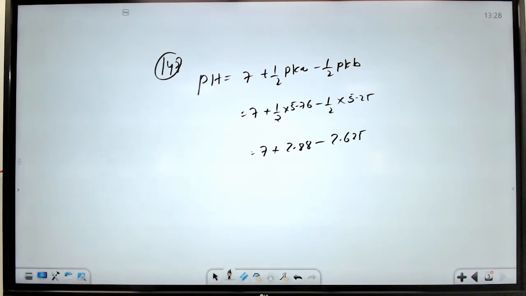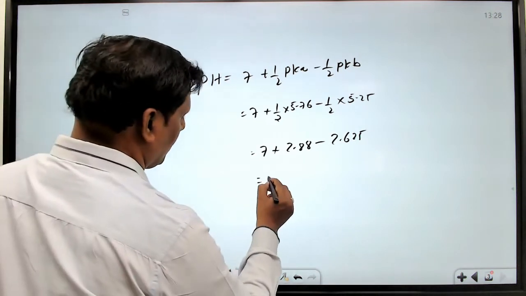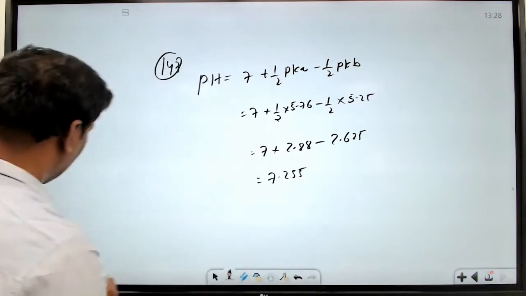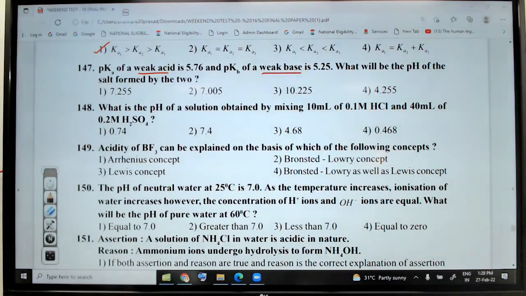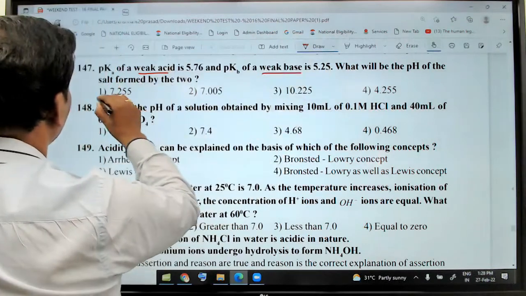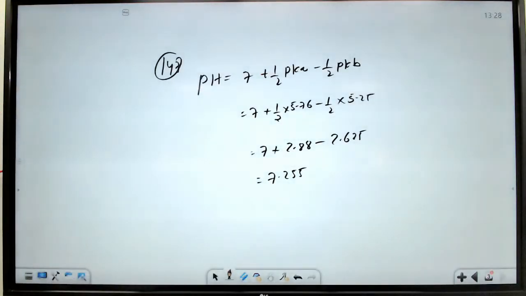7 plus 2.88 minus 2.625, which is equal to 7.255. Check the options: the first option is 7.255. Right, a formula based question. This was also asked in the NEET 2021 examination.